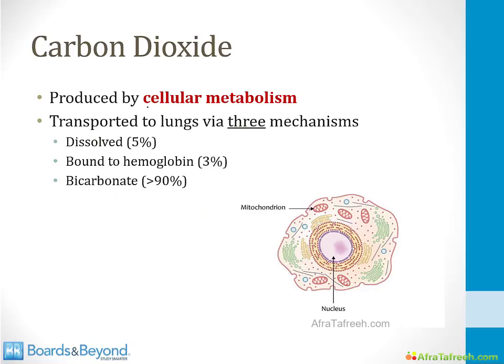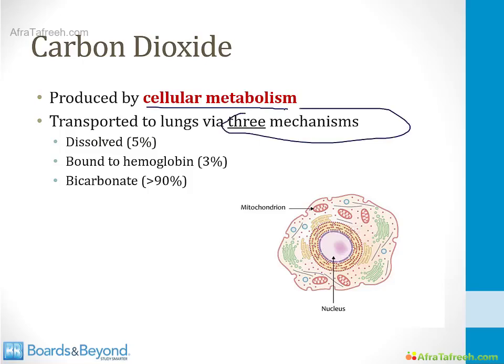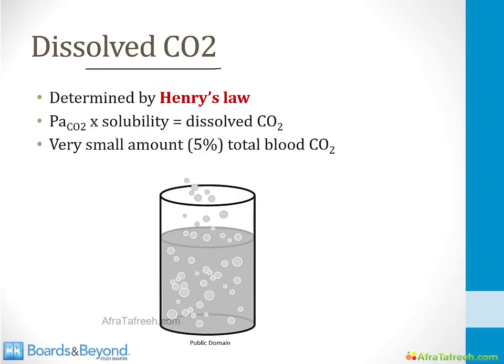Carbon dioxide is produced by cellular metabolism, and I talk about this at length in many of the videos in the biochemistry section. But once carbon dioxide is produced, it has to be transported to the lungs so it can be excreted, and there are three mechanisms by which carbon dioxide is transported to the lungs. A small amount is dissolved, an even smaller amount is bound to hemoglobin, and most of it is converted into bicarbonate. Let's talk about the dissolved carbon dioxide first.